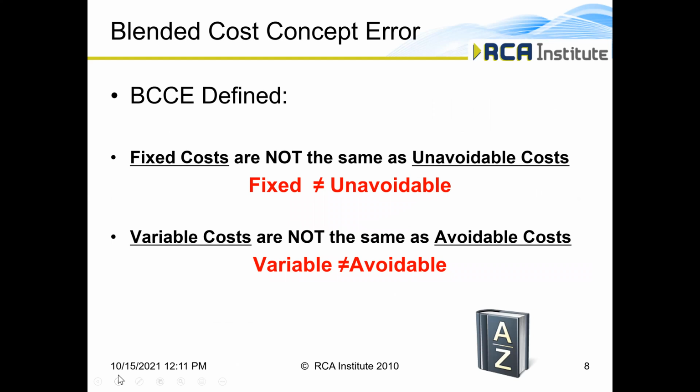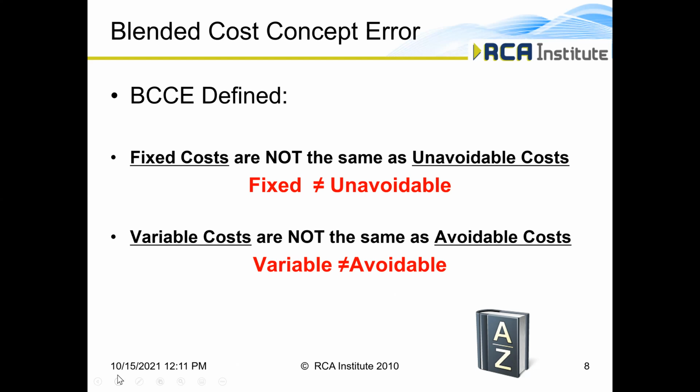One of the terminology used in the literature is called the blended cost concept error. And that's common when you mix up the operational concept and the decision support concept. The blended cost concept error is defined as fixed costs are not the same as avoidable costs, and variable costs are not the same as avoidable costs. I think I said that wrong. Fixed costs are not the same as unavoidable costs, and variable costs are not the same as avoidable costs.